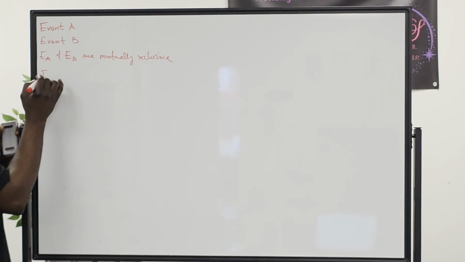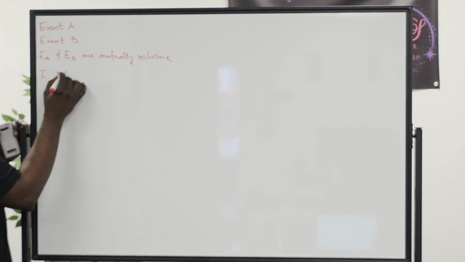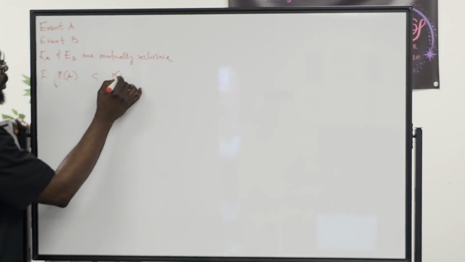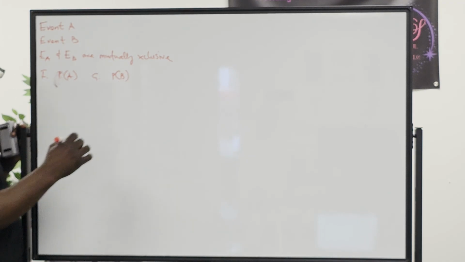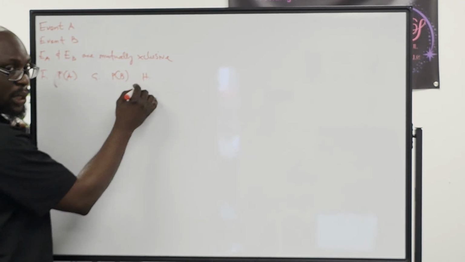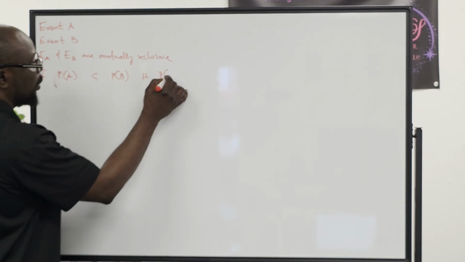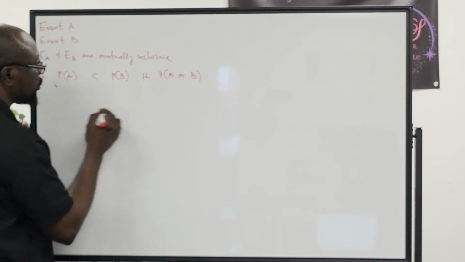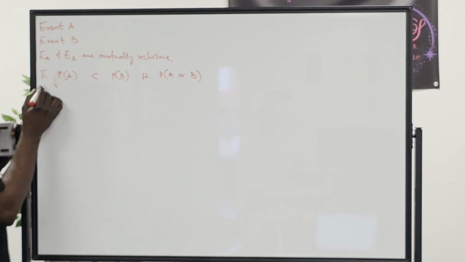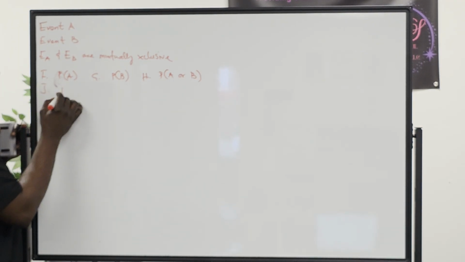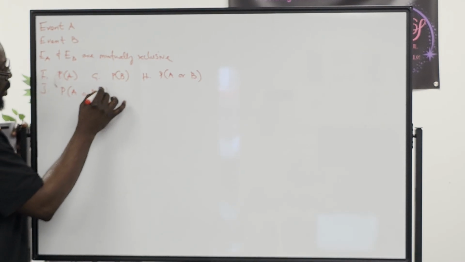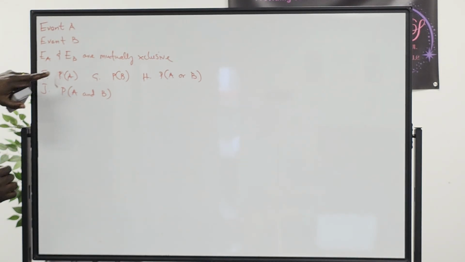So they give us F, P of A is 0. G, they say P of B is also 0. H, P of A or B. And then the last one, J, P of A and B. So this is a very simple question.